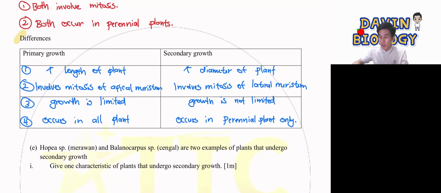So primary growth, every plant, herbaceous, perennial, herbaceous plant, woody plant, all will have primary growth. Understand? Next.